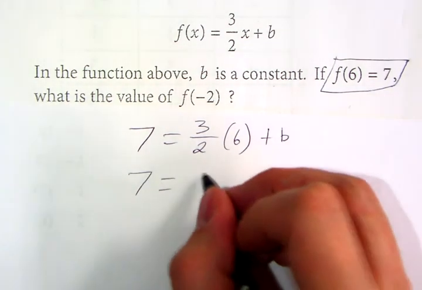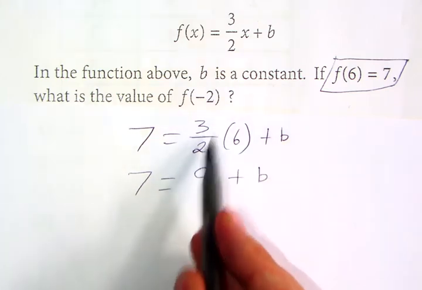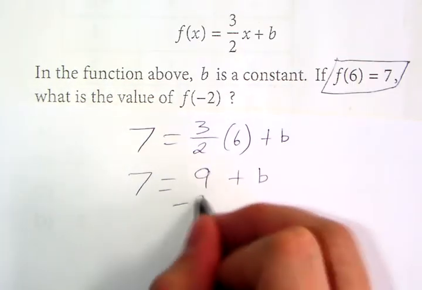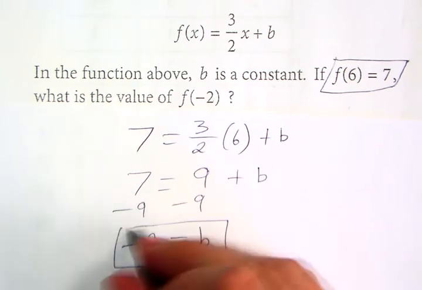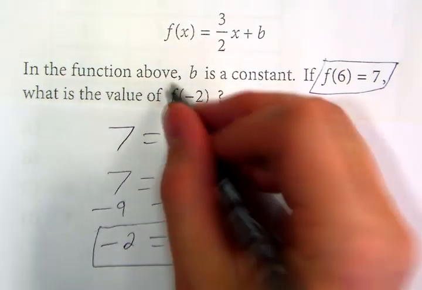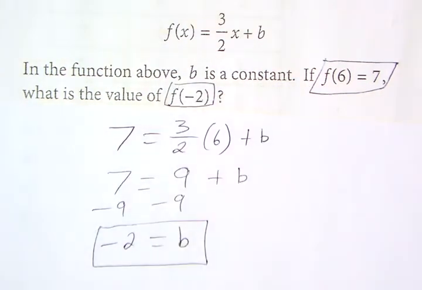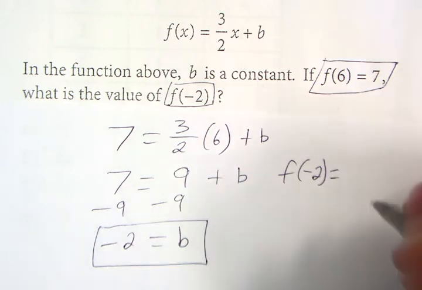This gives us 7 is equal to 9 plus b. 6 times 3 is 18, divided by 2 is 9. If we subtract 9 from both sides, we get negative 2 is equal to b. From here, we're going to use our new input, negative 2, and our b value, also negative 2, to find out what f of negative 2 is equal to.